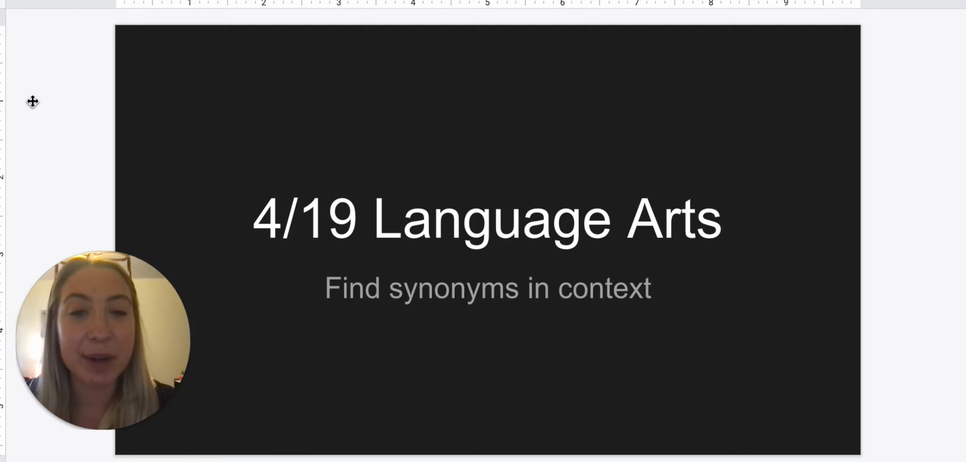Today for language arts, we're going to be working on synonyms. This will be our last day for synonyms. Tomorrow we'll start working with antonyms.